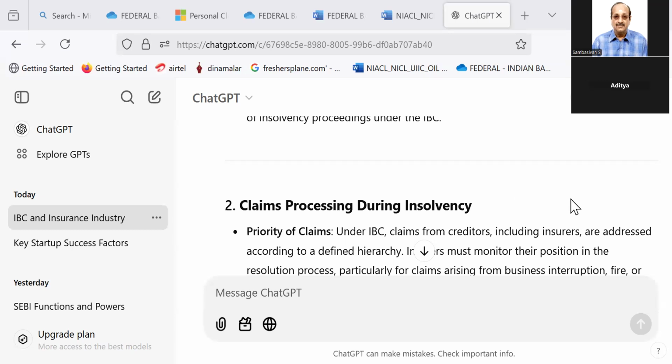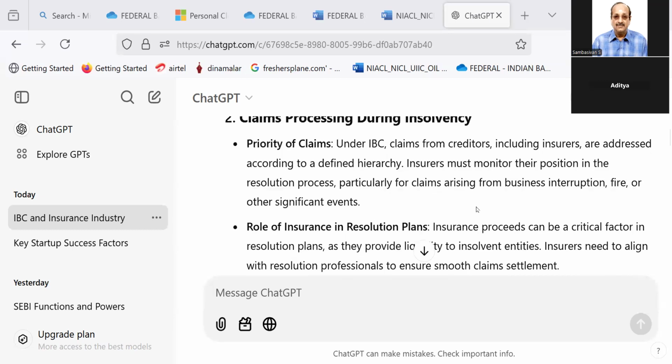Priority of claims under the IBC: claims from creditors, including insurers, are addressed according to a defined hierarchy. Insurers must monitor their position in the resolution process, particularly for claims arising from business interruption, fire, or other significant events. This is the point I could not visualize properly.